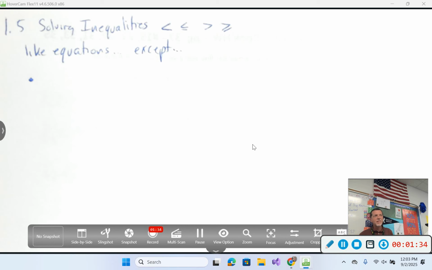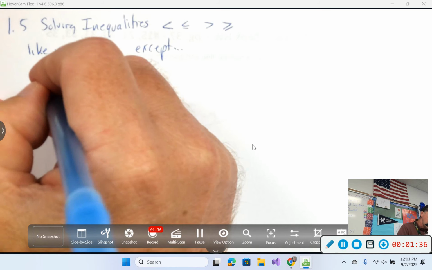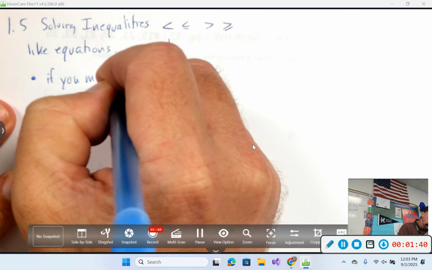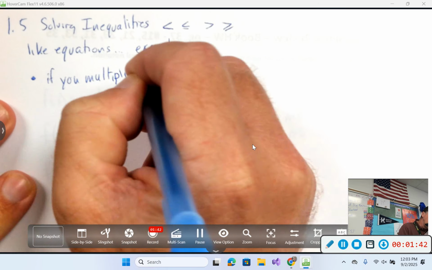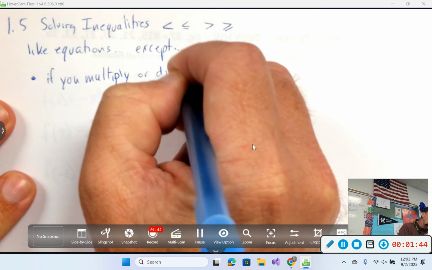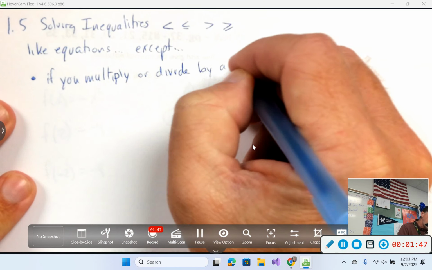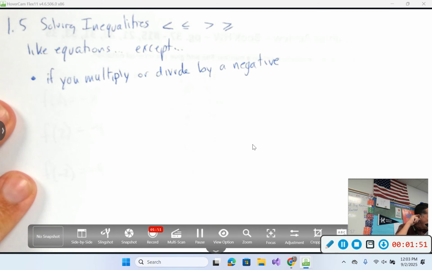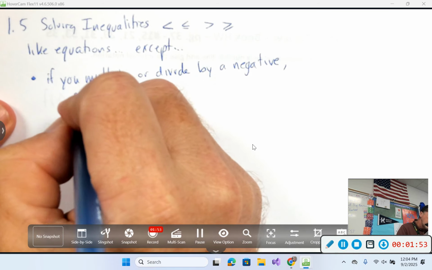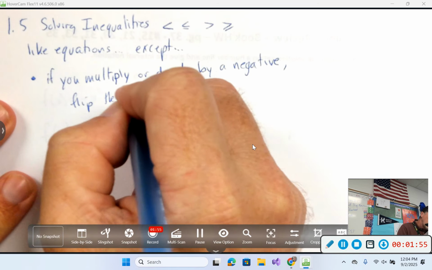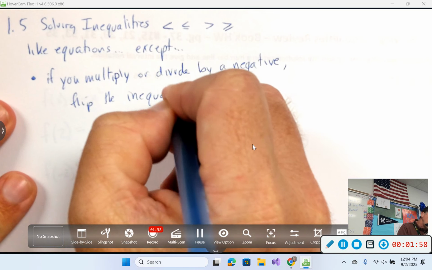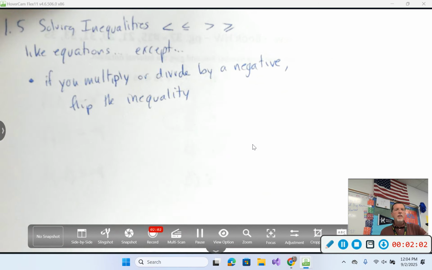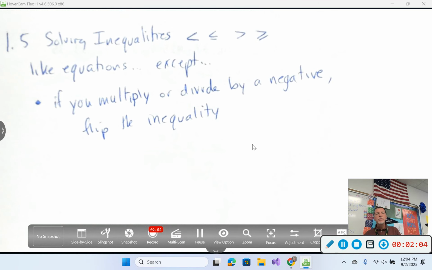Liam? If you divide or multiply by a negative, you have to flip the inequality sign. If you multiply or divide by a negative, flip the inequality. Definitely didn't do it right then. If you multiply or divide by negative, flip the inequality.